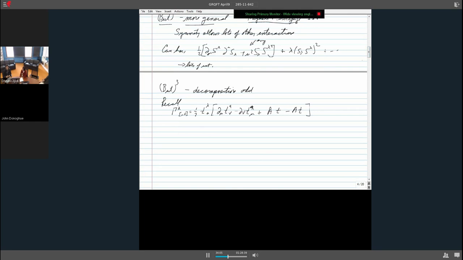The symmetry allows s_λ squared terms. Basically, you can build a field theory out of the different components of the torsion. Okay.